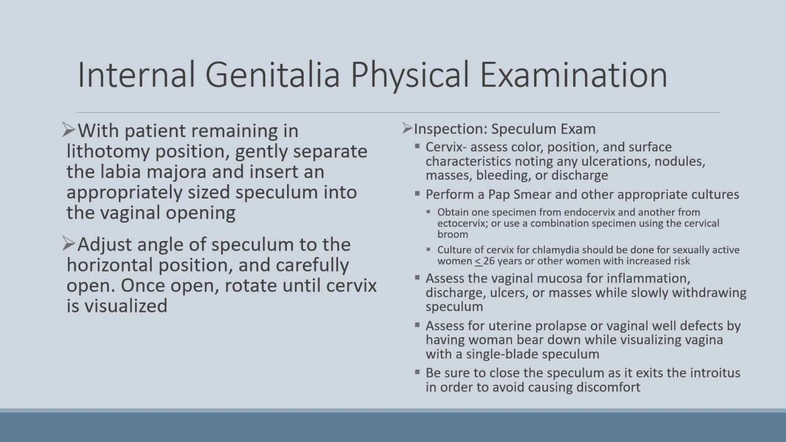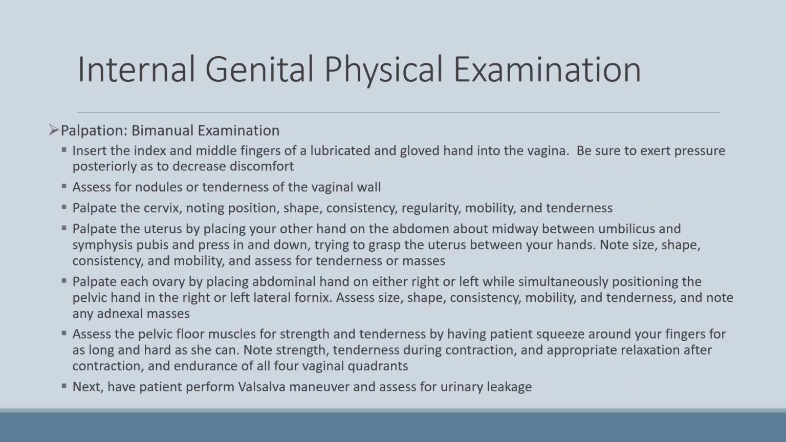You should then assess for uterine prolapse and vaginal wall defects by having the woman bear down while visualizing the vagina with a single blade speculum. Lastly, be sure to close the speculum as it exits the introitus to avoid causing discomfort. The palpation portion is a bimanual examination. This is performed by inserting the index and middle fingers of a lubricated gloved hand into the vagina. Be sure to exert pressure posteriorly to decrease discomfort.